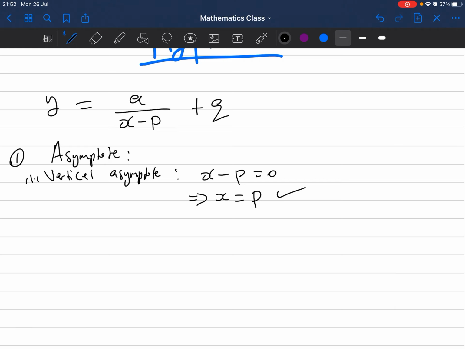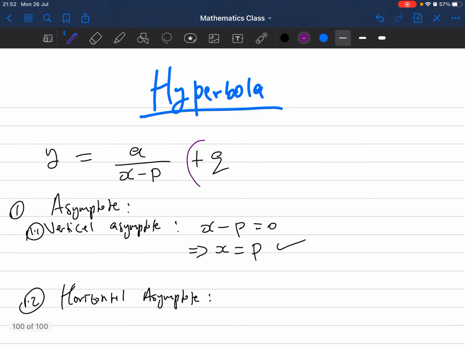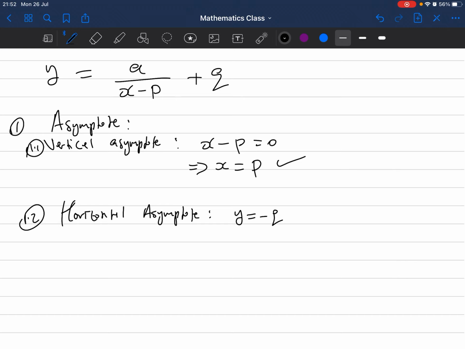And you have horizontal asymptote. Okay, a horizontal asymptote is this here. Okay, positive q. So that's your horizontal asymptote. Y is equal to that positive q. Why I'm saying positive q is because you can have an equation where it is negative q. Okay, if it's negative q, then your horizontal asymptote will be negative q. Make sense? Right, and let's just keep it positive.